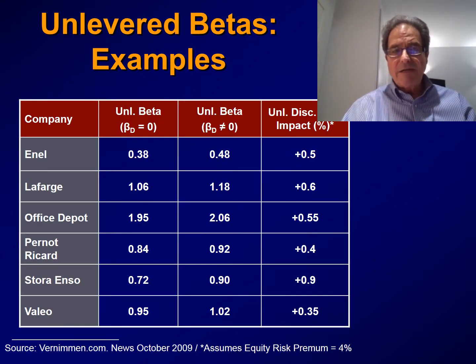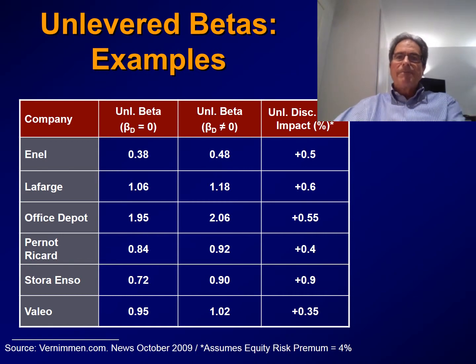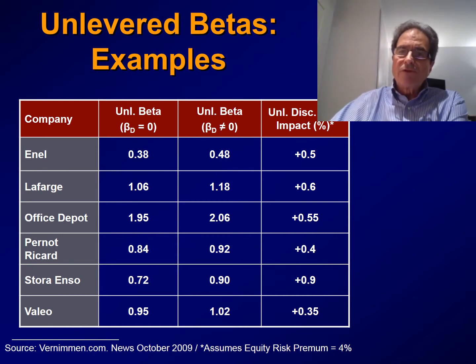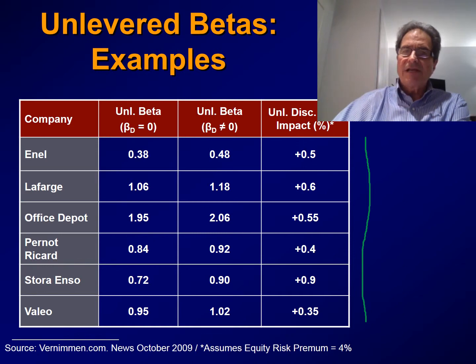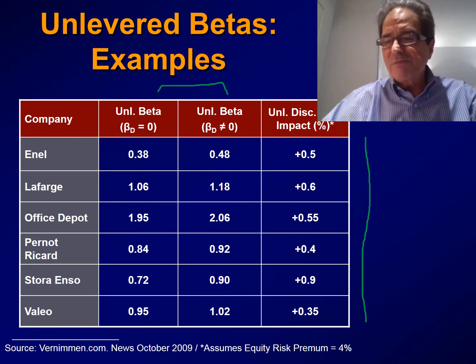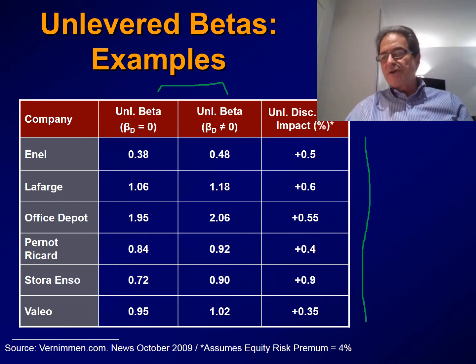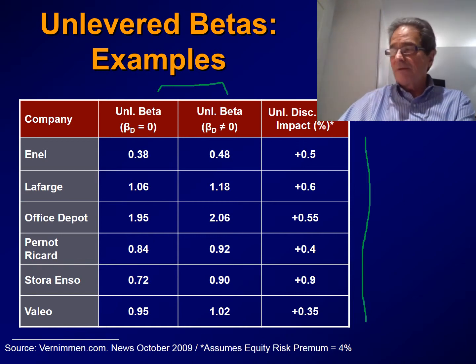The firm Berniman, some time ago, published the result of the impact on the unlevered discount rate of several firms when, instead of unlevering the betas assuming a beta of the debt equals 0, you assume a beta of the debt different from 0. It can be observed that the impact is considerable. So the error that can be made by assuming a beta of the debt equals 0 on the unlevered discount rate for the firm is significant.